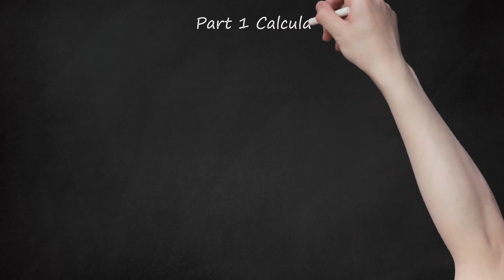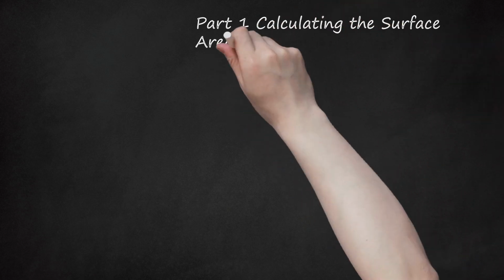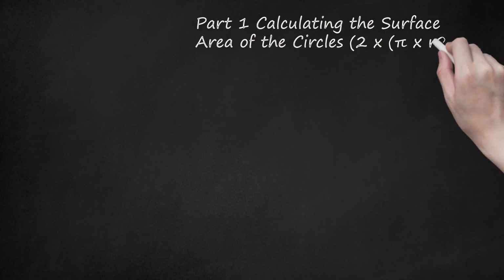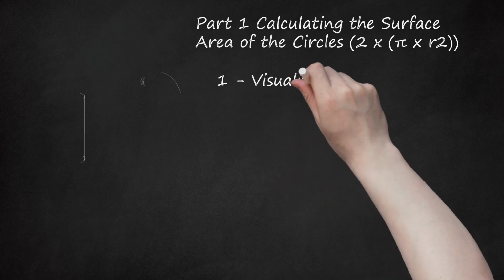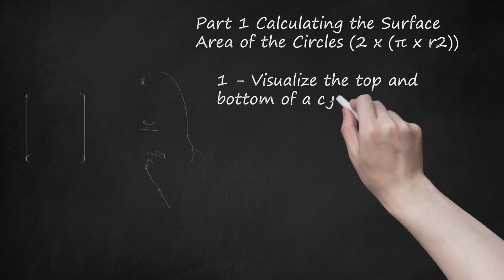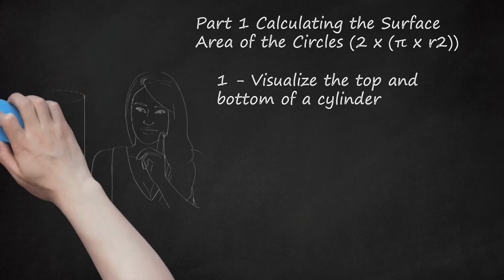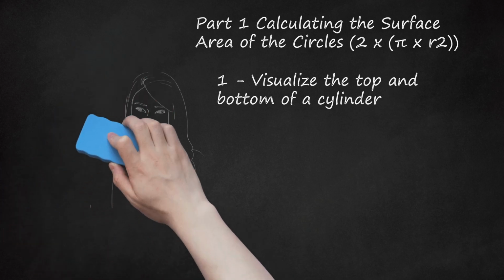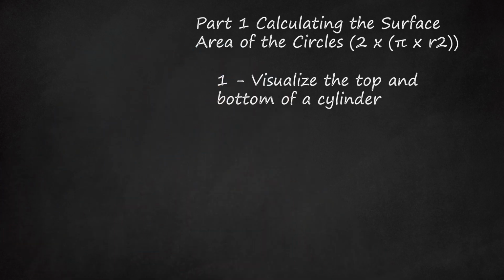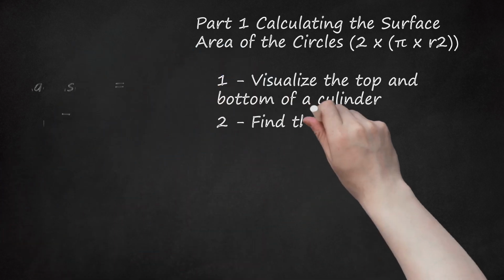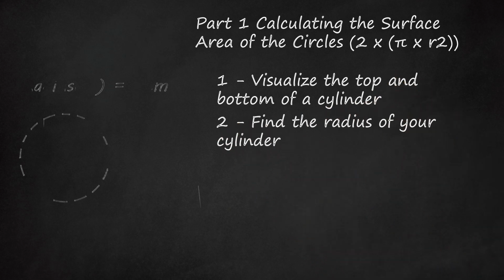Part 1. Calculating the surface area of the circles, 2 times pi times r squared. 1. Visualize the top and bottom of a cylinder. A can of soup is the shape of a cylinder. If you think about it, the can has a top and a bottom that are the same. Both of these ends are the shape of a circle. The first step to finding the surface area of your cylinder will be to find the surface area of these circular ends.